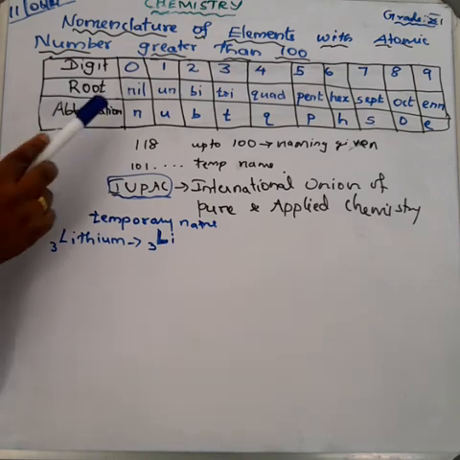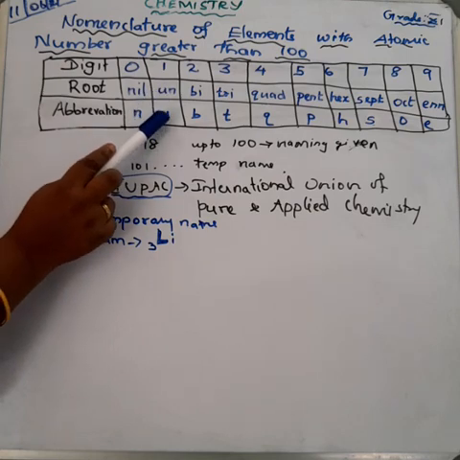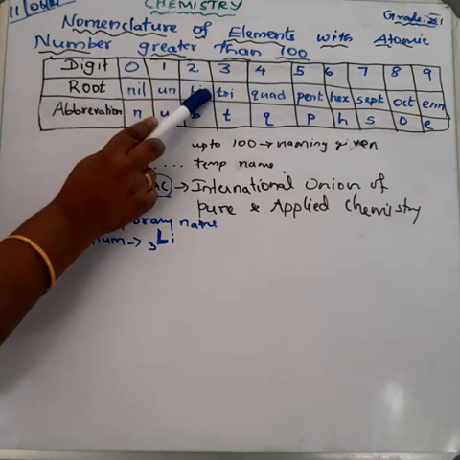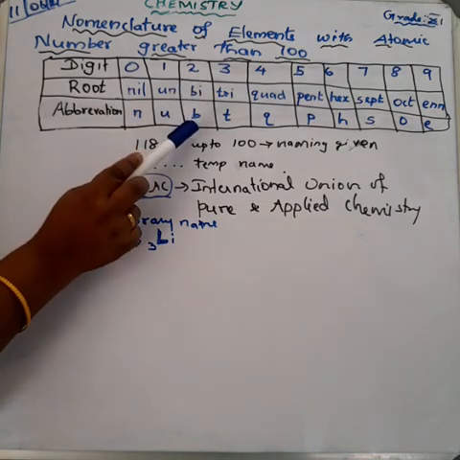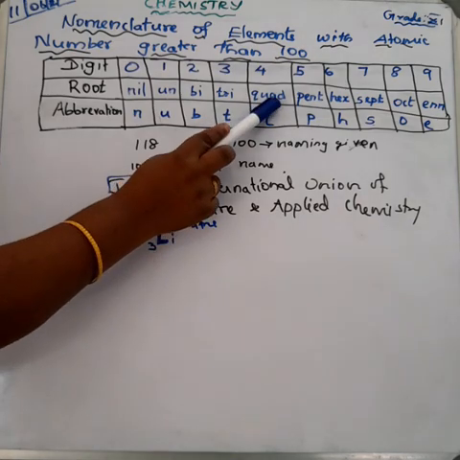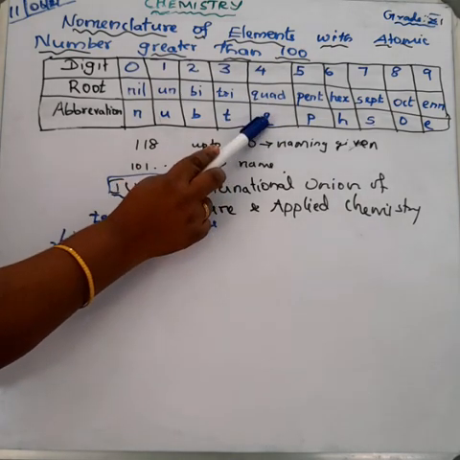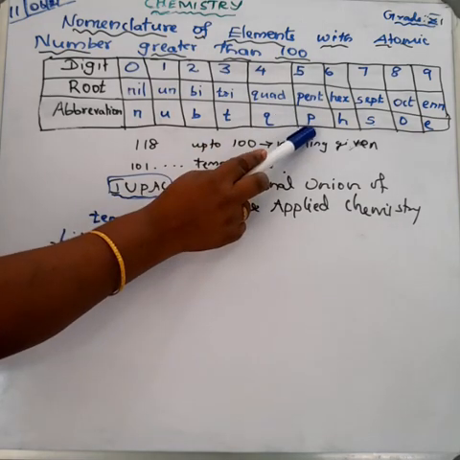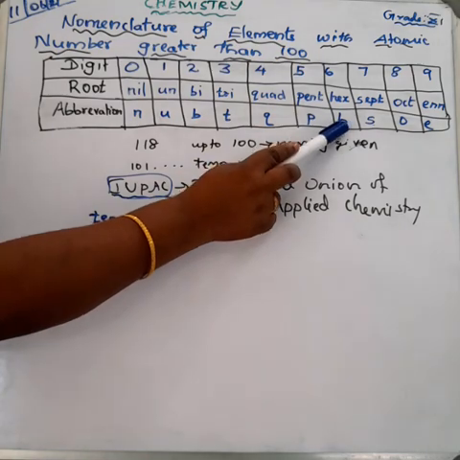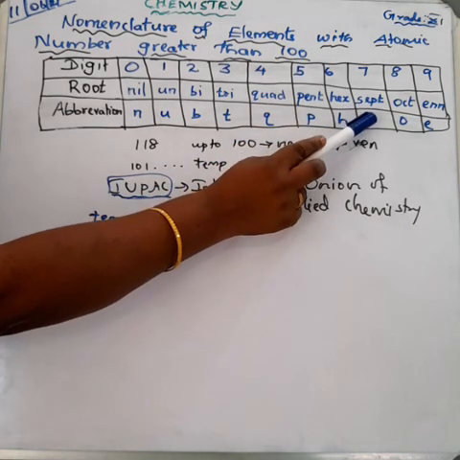And for the digit 1, the numerical root un, we take U as the abbreviation. And bi means B. And tri, T. And quad, Q, the first letter. And pent, P is the first letter. And hex, H. And sept, S, we can take as the abbreviation.